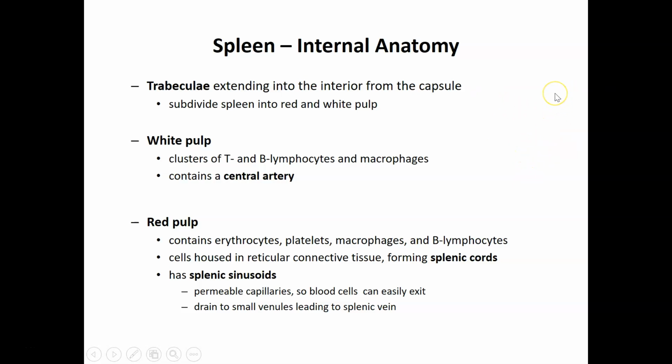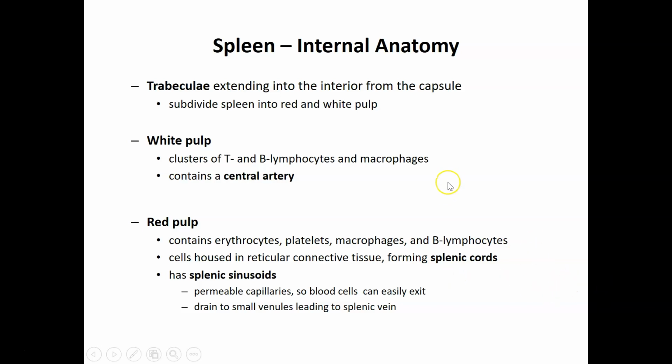Now, there are different structures located, immune system cells located in these different areas, and they're carrying out different functions. In the white pulp, we have a lot of lymphocytes, T and B lymphocytes, especially B, and macrophages. And the white pulp is where an artery, which is a branch off of the splenic artery, is going to run through this structure, the white pulp. Surrounding the white pulp is red pulp. And the red pulp is redder because it has a lot of red blood cells, erythrocytes, platelets, macrophages, and also some B lymphocytes.